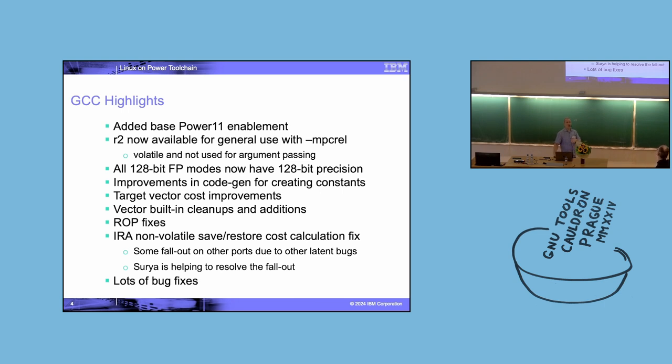Recently with Power 10, as part of the ISA, we added PC relative instructions, first time Power has ever had that. A lot of benefits there. One of the things that freed up is that the old non-PC relative code used R2 as a TOC pointer to access our data. With PC relative, we don't need that TOC pointer anymore. It was freed up, but we just never made use of it before. It's volatile and not used for argument passing, so it's a useful register to use.